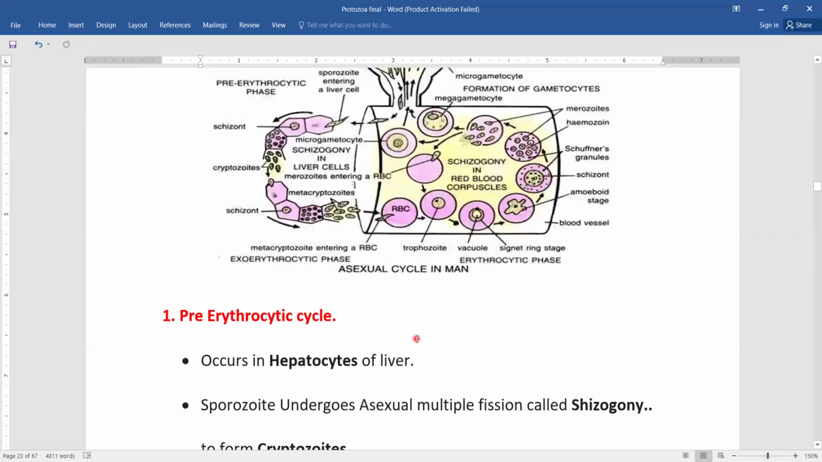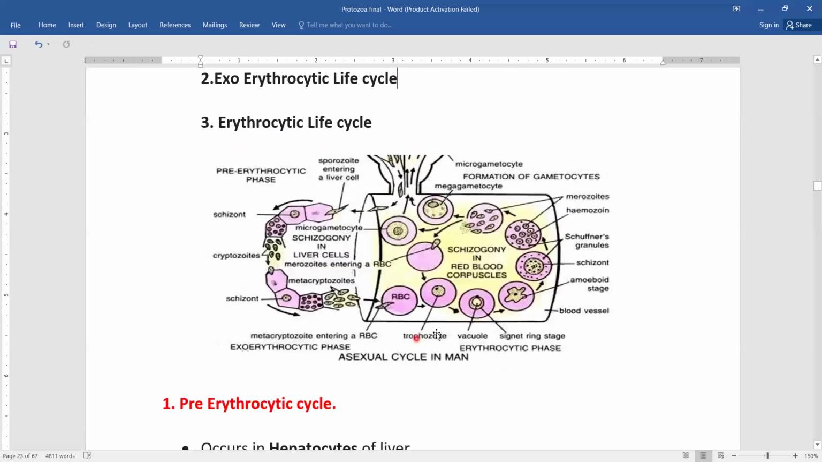Okay. So next, what is the erythrocytic life cycle? This is also known as the cycle of Golgi, Golgi cycle and Wilson. What happens here? See, some of the micro metacryptomerozoites or some of the cryptomerozoites enter RBC. We have millions of RBCs. Each merozoite enters an RBC.